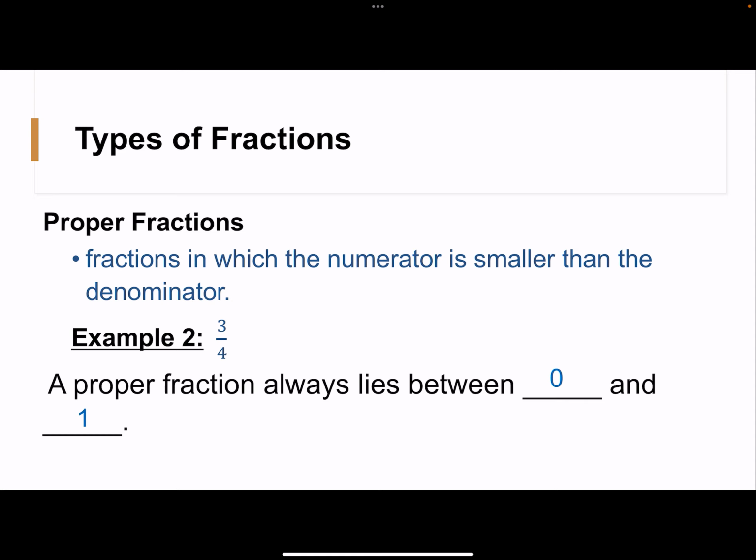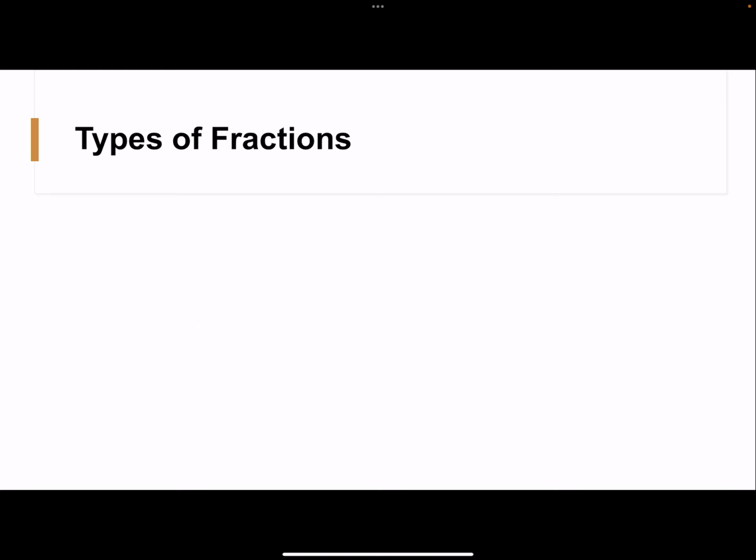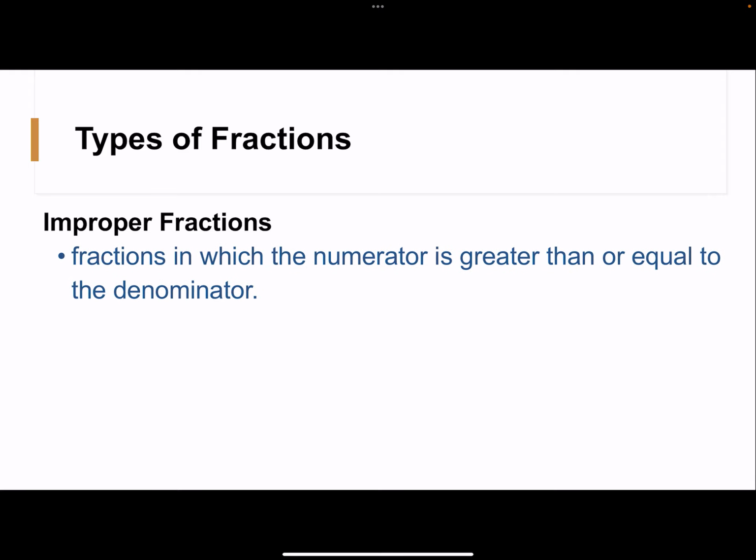You should be able to identify proper fractions, and you should also know that all proper fractions will lie between 0 and 1. The second type of fraction is improper fractions. Improper fractions are fractions in which the numerator is greater than or equal to the denominator.